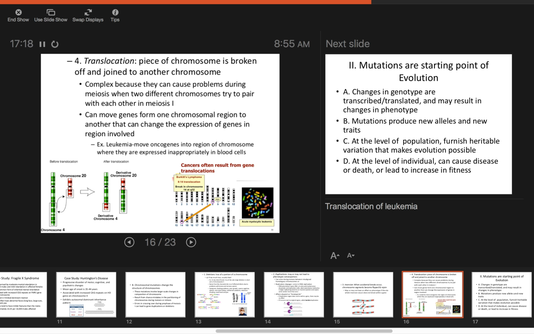In this case, they did not match up correctly. So you're moving genes from one chromosome to another. This is actually how leukemia comes about. And it's just because genes on different chromosomes translocated, and now they are expressed inappropriately in blood cells and lead to cancer.